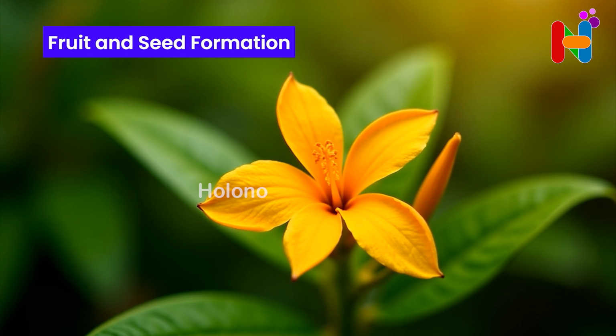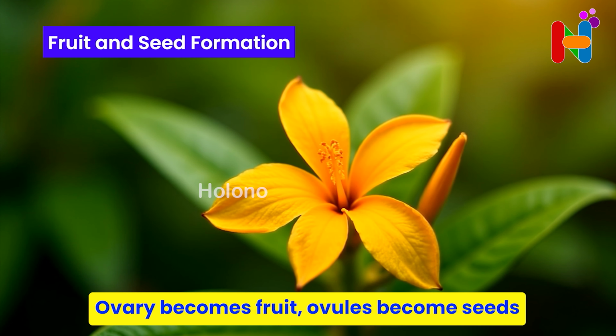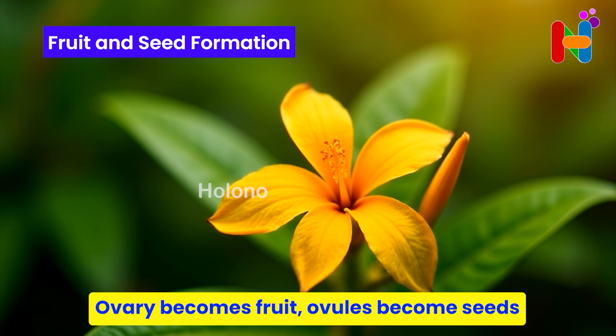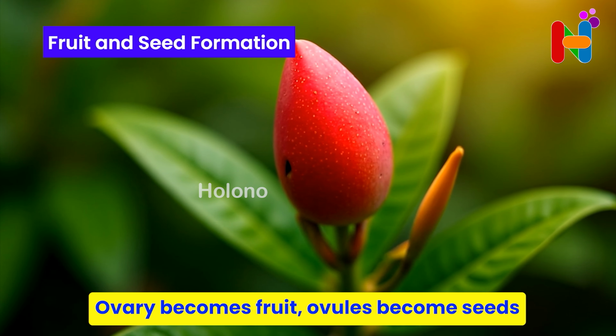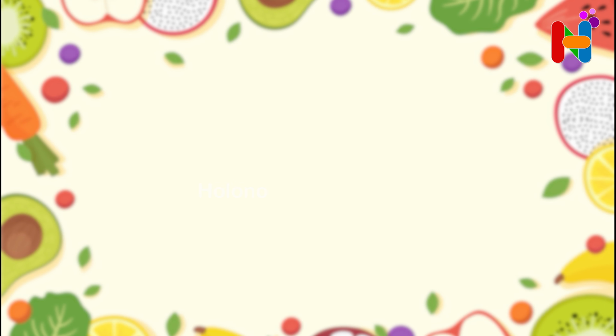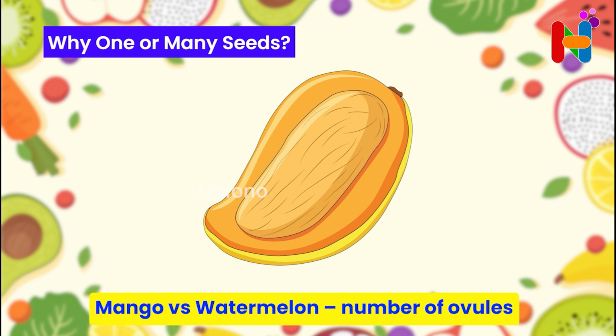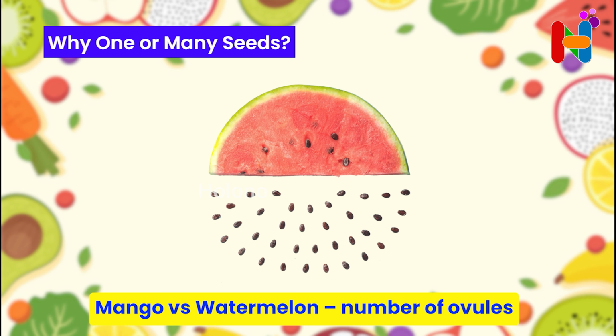Step 3. After fertilization, the ovary starts growing into a fruit. The tiny ovules inside turn into seeds. Let's think. Why does a mango have one seed and a watermelon has many? It depends on how many ovules the flower had inside its ovary.